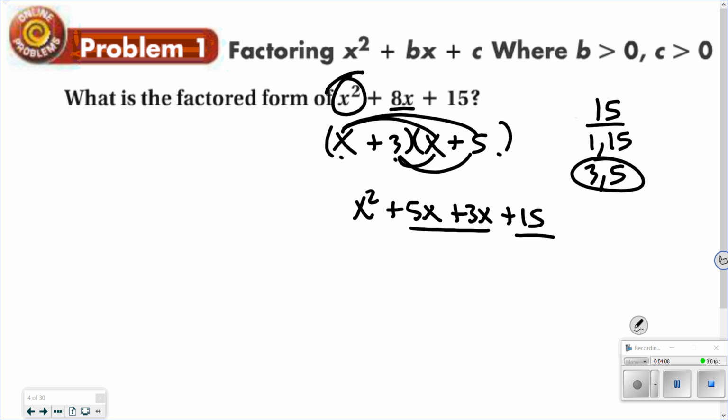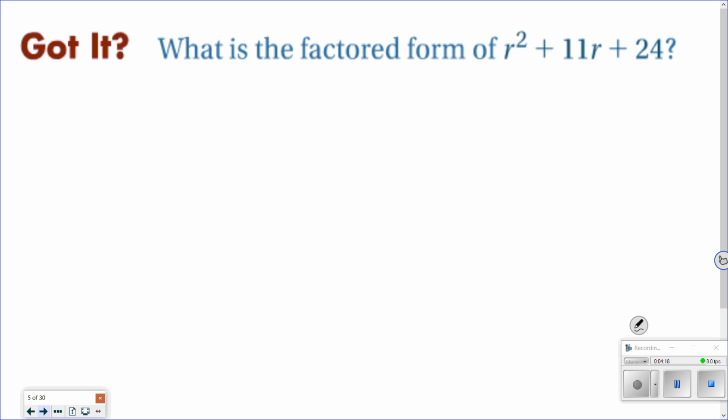Hey, this is, again, a quadratic trinomial. The highest power is a 2, and it's got 3 terms. So if it is a quadratic trinomial, do your two sets of parentheses, and you're just thinking backwards with that multiplication. Let's do another one together, then I'll have you try one on your own.